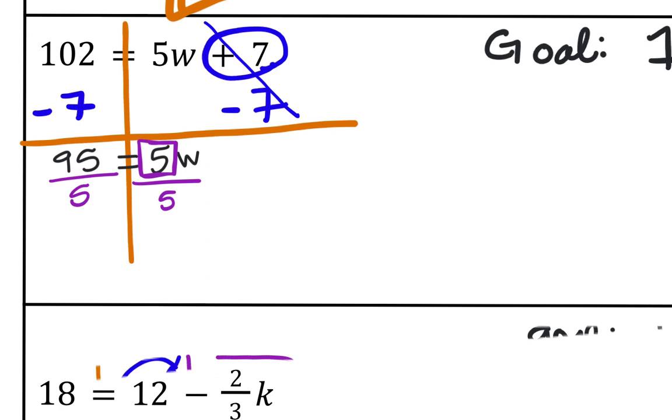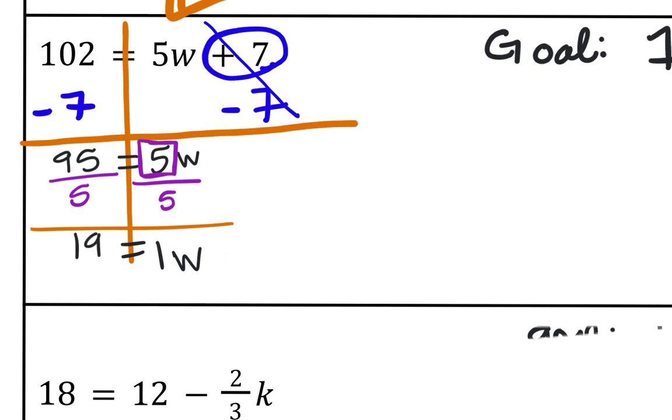So 5w divided by 5 is 1w. So look, that has achieved our goal of getting w, a positive 1w, by itself on one side. And then 95 divided by 5 is 19. So once I have achieved my goal of getting the variable by itself, I'm good to go and I'm going to be done.